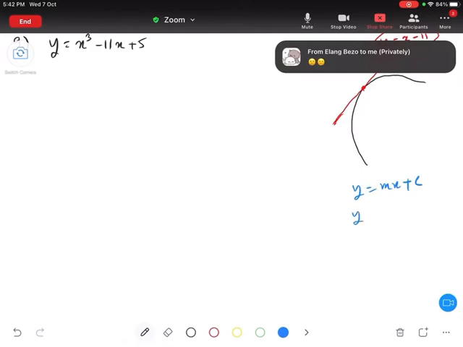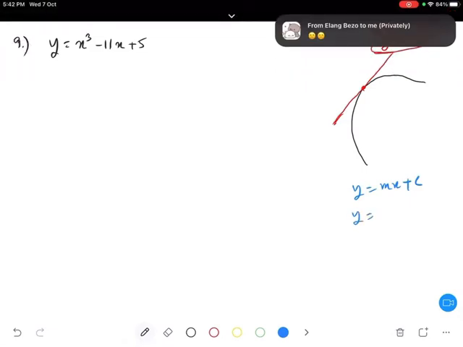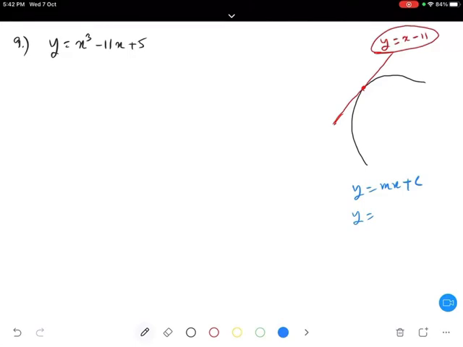So here the equation is y is equal to x minus 11, right? The coefficient of x is the slope. Here the coefficient of x is 1. So slope is equal to 1.